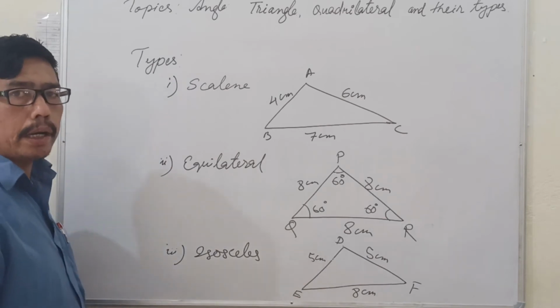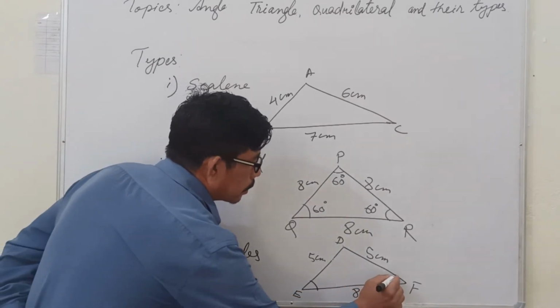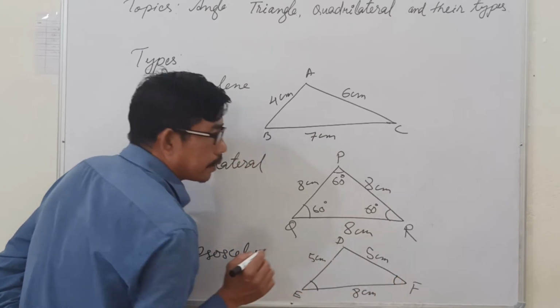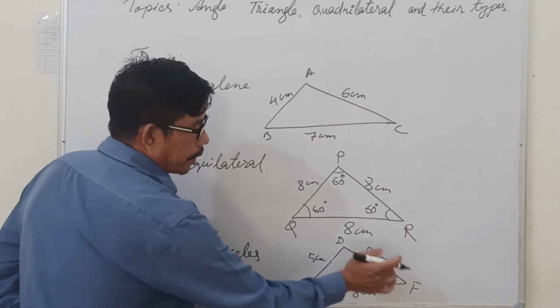And one property of an isosceles triangle is that these angles will have the same measure. If this is 60, this is also 60. This is also 80 degrees.